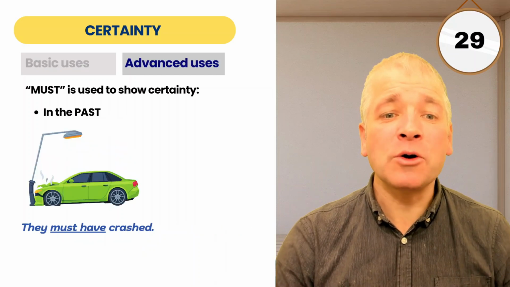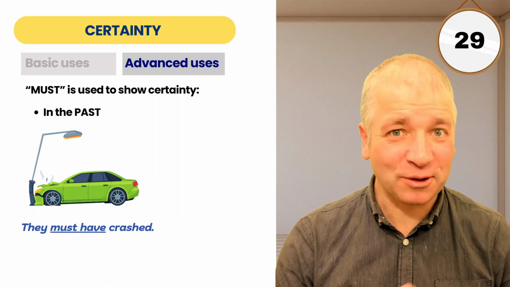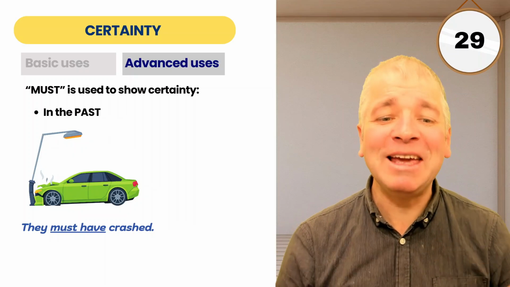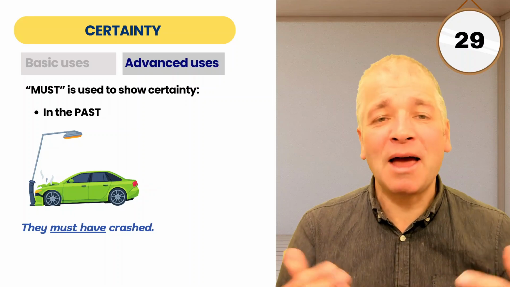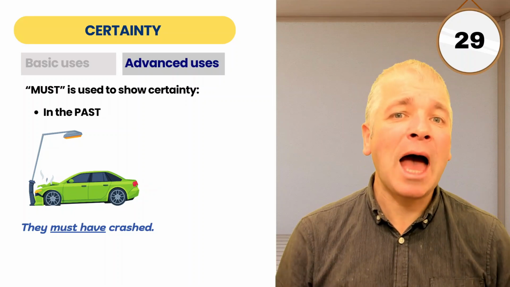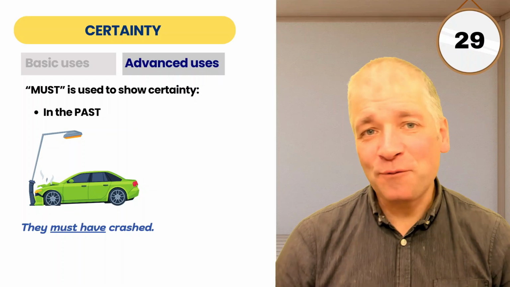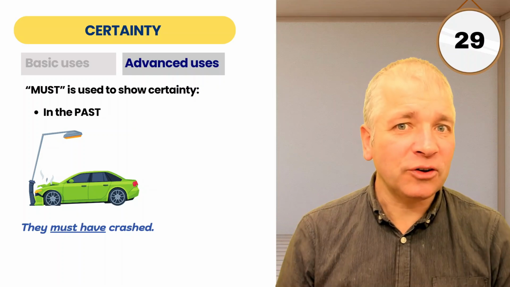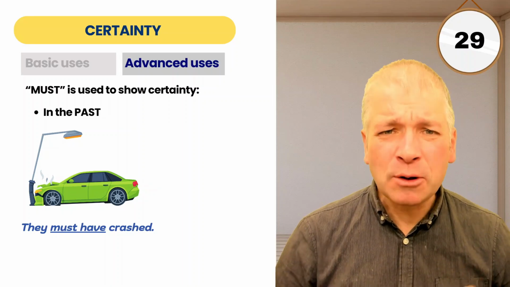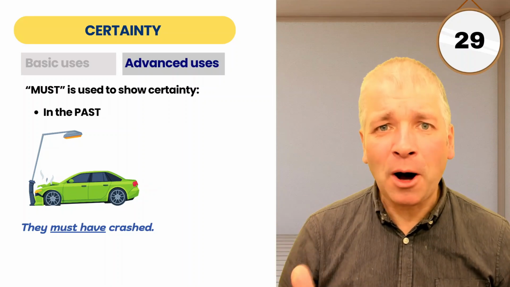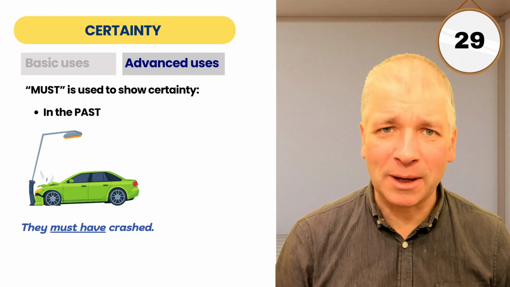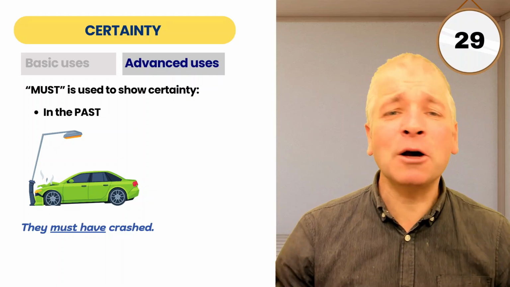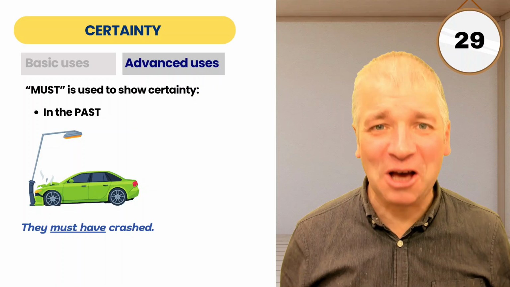But I can also use must for the past to show certainty. Look at the key difference here. They must have crashed. Here we have must have, followed by the past participle. When we want to talk about certainty in the past, we need to use must have, followed by the past participle of the verb we're describing. Here we have certainty because we can see what's happened with the car.